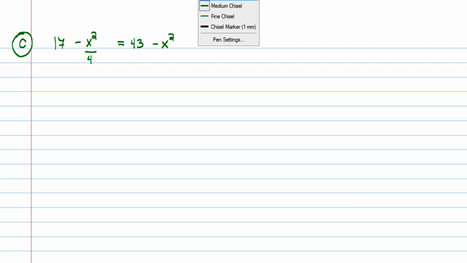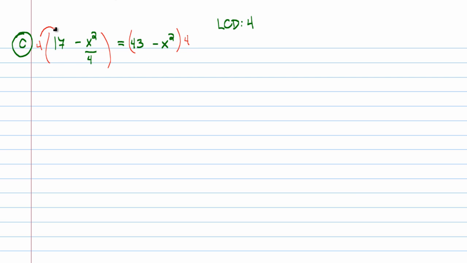Let me switch pens. Multiply the left-hand side by 4 and the right-hand side by 4. I'll distribute that 4 into each of these parentheses, to each of the terms essentially. And let's see, 4 times 17 is 40 plus 28 is 68, minus, and then the 4 times x squared over 4, well, the 4's are going to cancel, so it's just minus x squared. On the right-hand side, distributing the 4 against the 43 gets me 160 plus another 12, that's 172, minus 4x squared.